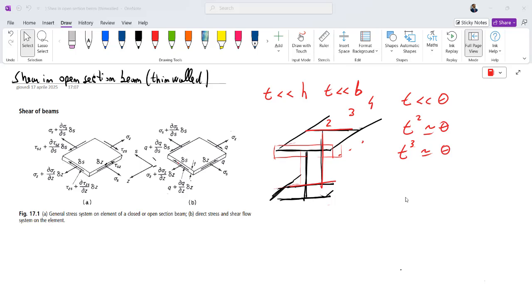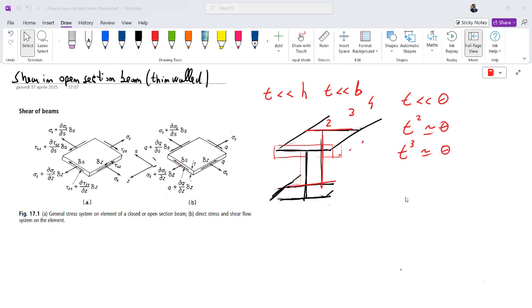Welcome to everybody. Today we're talking about the shear in open section beam, especially for thin walled beam. Closing the lectures related to the bending moments, today we switch to the shear, in particular for the open section beam, and we're going to derive a certain formulation to calculate this shear flow.